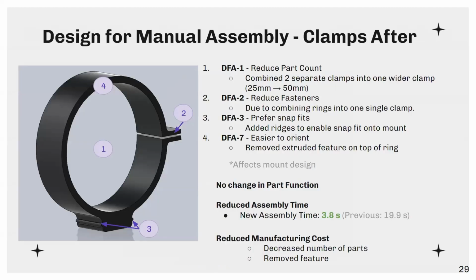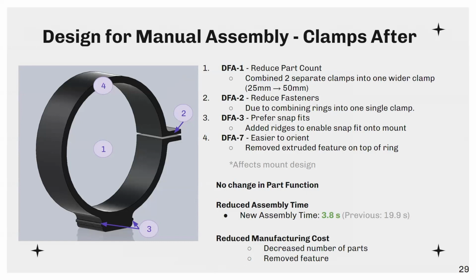Moving on to the clamps after modification, we combined the 2 clamps into just 1 clamp, which reduced the part count and reduced the fasteners. We also added ridges that would enable a snap fit onto the mount. The mount would be updated accordingly.